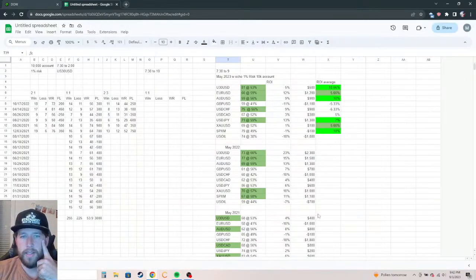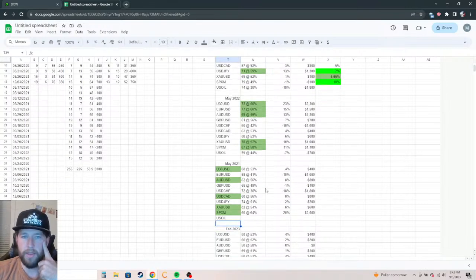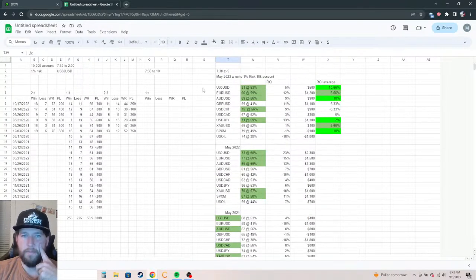So this is all my data for this specific strategy. Obviously, kind of a lot to look at when you don't know what you're looking at, but this is 1 month, another month, another month, and then another month. These are the pairs, number of trades, win rate, return on investment for that month, and then assuming a $10,000 account, risking 1%, 1-to-1 risk-reward ratio, that is the amount that you would have gotten on that pair.